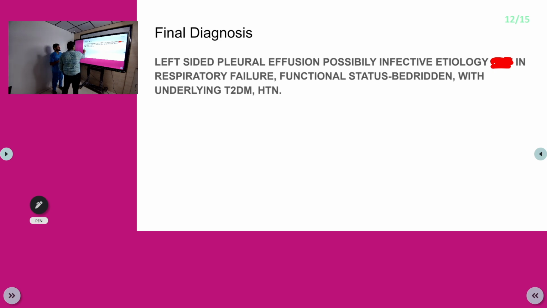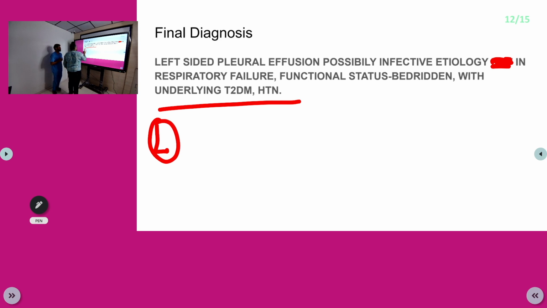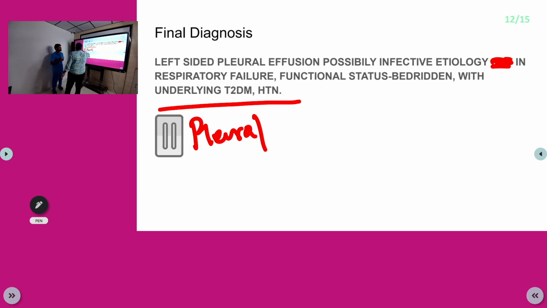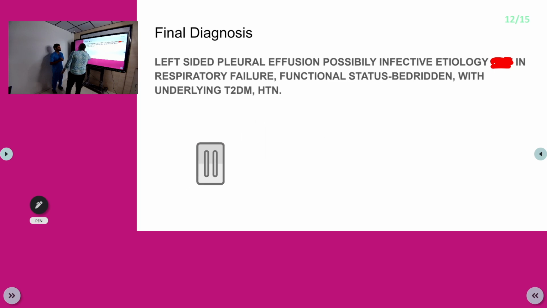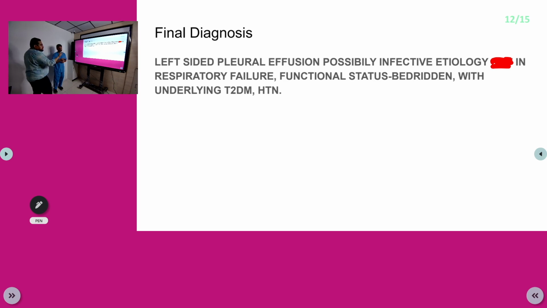Now the question arises: you have said we are dealing with a left-sided pleural effusion. So what will be the management plan for him? How will you treat this patient? I think it is more in favor of a pneumonia, a pneumonic pleural effusion. So how are you going to deal with this patient? What are the investigations that you will order? When will you do a pleural fluid tapping?